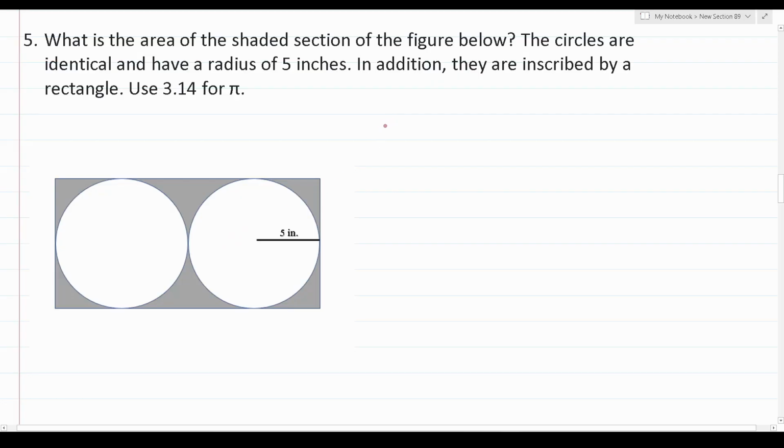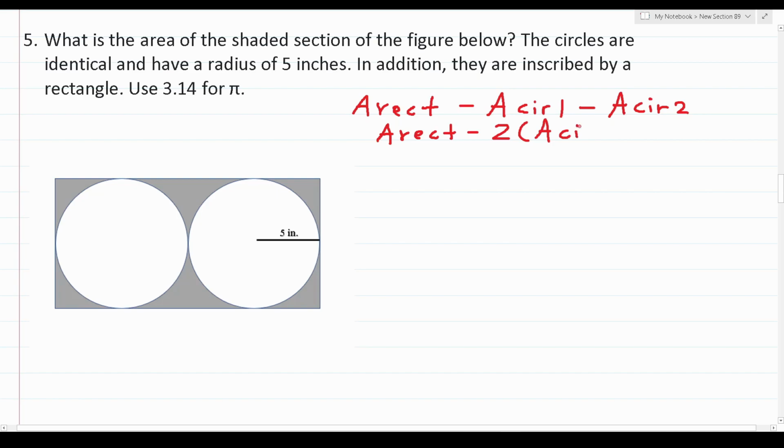So to find the area of the shaded region in this case, we're going to find the area of the rectangle, and from that we're going to subtract the area of the first circle, which I'm going to call area circle 1, as well as the area of the second circle, which I'm going to call area circle 2. All right, so we can actually simplify this. Again, those circles are identical, so their areas are going to be the same. So this becomes area of rectangle minus 2 times the area of either of these circles, and I'll just use circle 1 in this case.